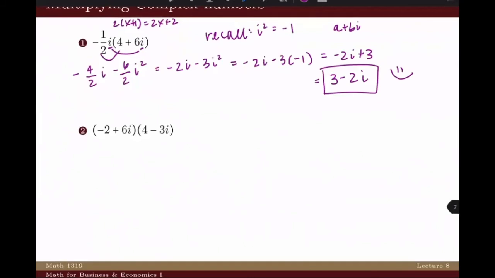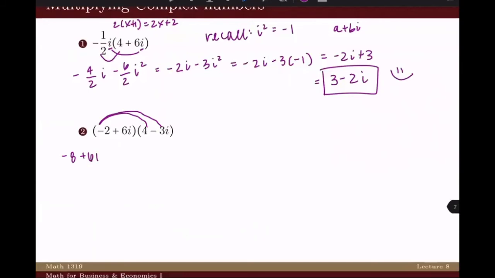Next, this one's a little more complicated. So I like to start with multiplying the first two terms in each of the binomials. So negative 2 times 4 is going to be negative 8. Then I'll have a negative 2 times negative 3i. Negative 2 times negative 3 is positive 6, and then we can't forget that i. 6 times 4 is 24i. And then 6 times negative 3 is going to be negative 18, and then i times i is i squared.